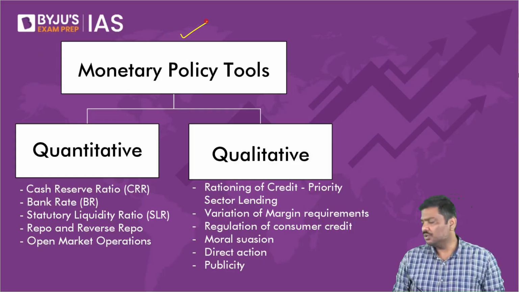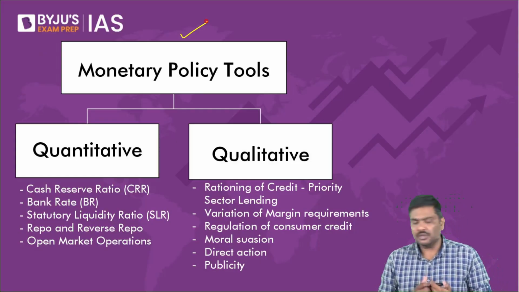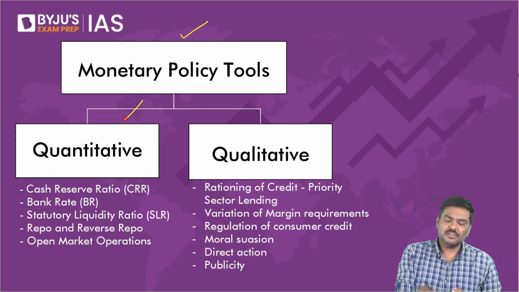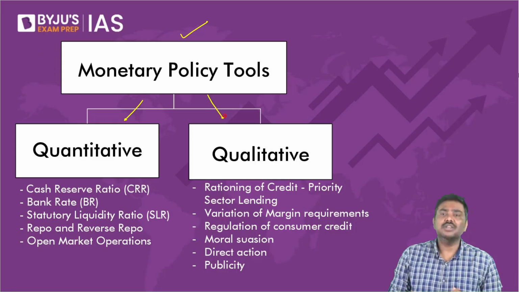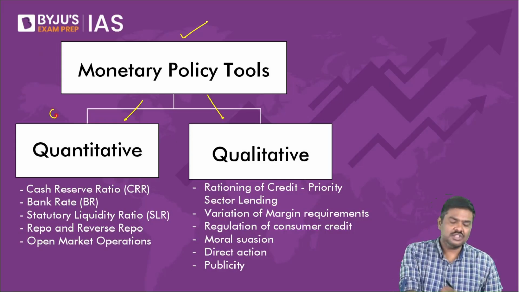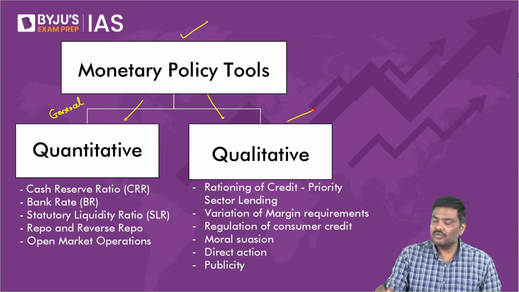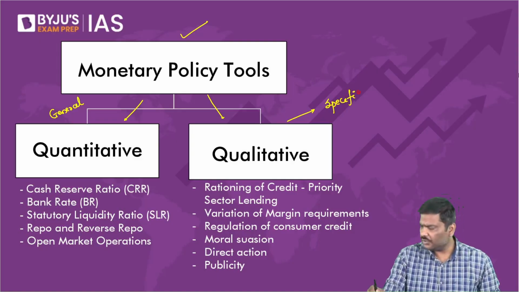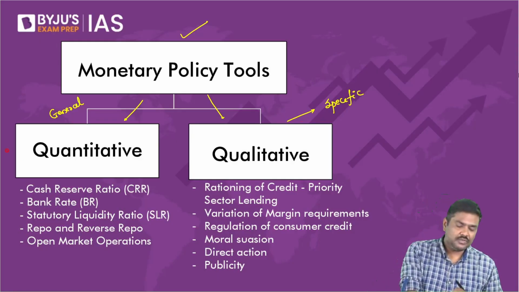After that, we started with the concept of monetary policy tools. I said there are two types of monetary policy tools. One is quantitative, which is called a general method, and the second one is qualitative, which is called specific methods or a specific set of tools.